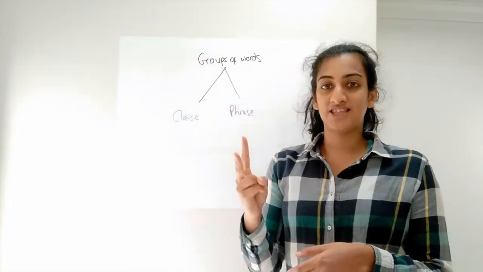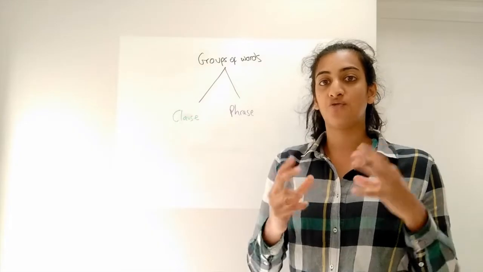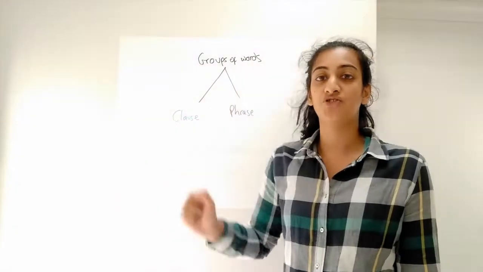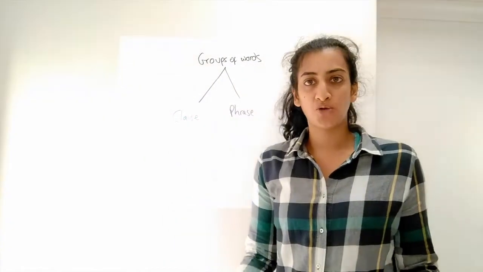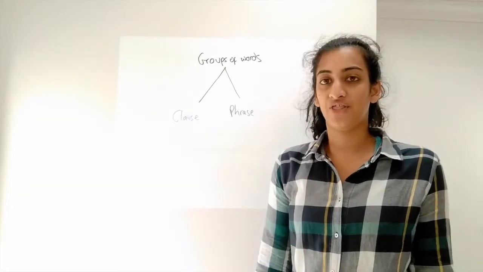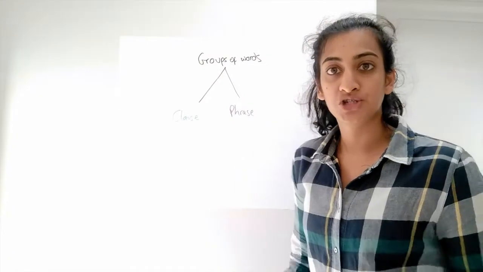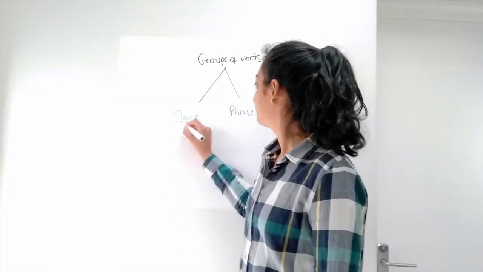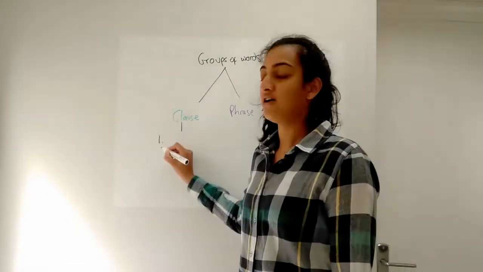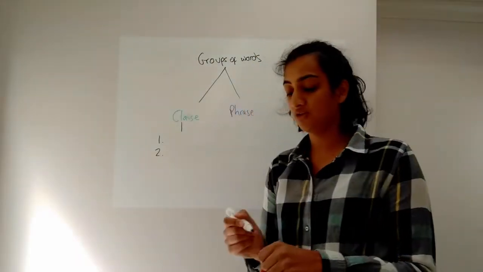And there were two things that made a set of words a clause. It has to have two things in it. Can you remember what those two things are? Have a think back to yesterday's video and yesterday's work. Maybe you'll remember your clause checklist that you made. Write them down, the two things that you need to make a clause.